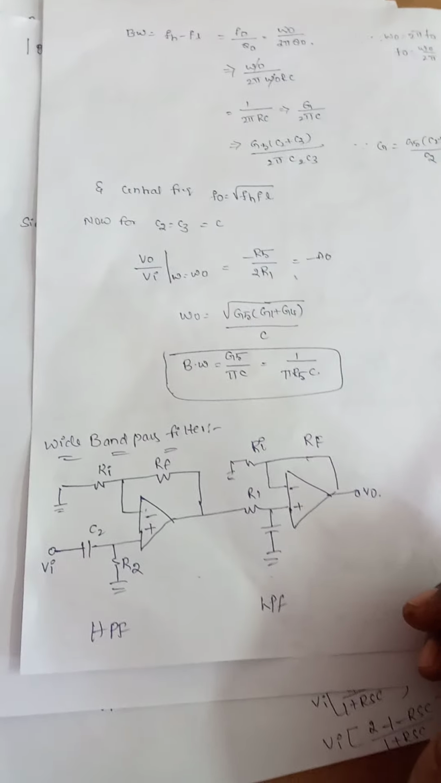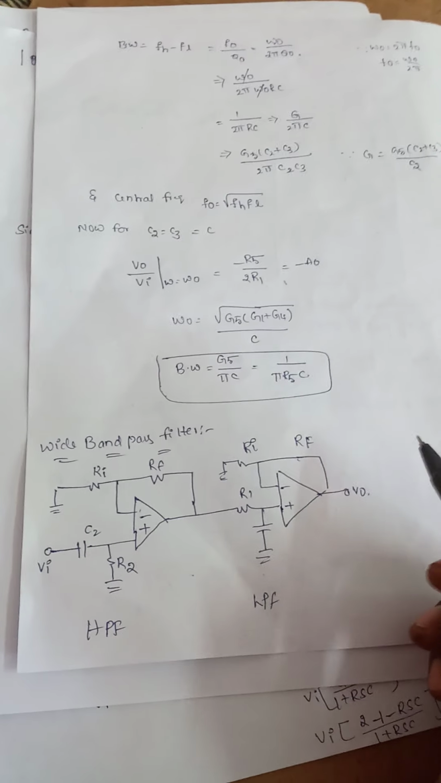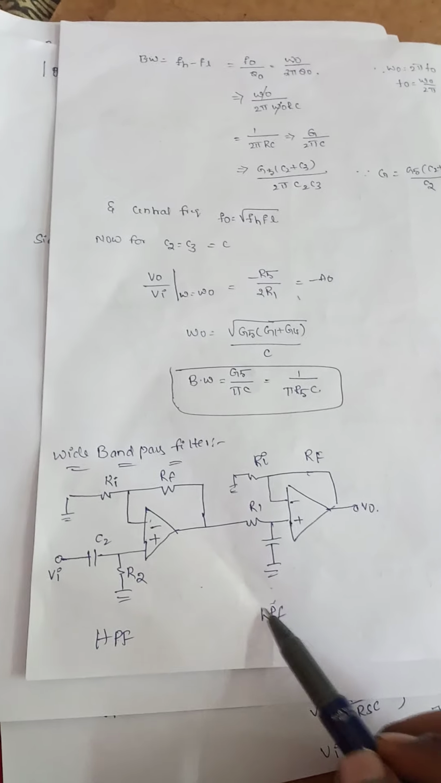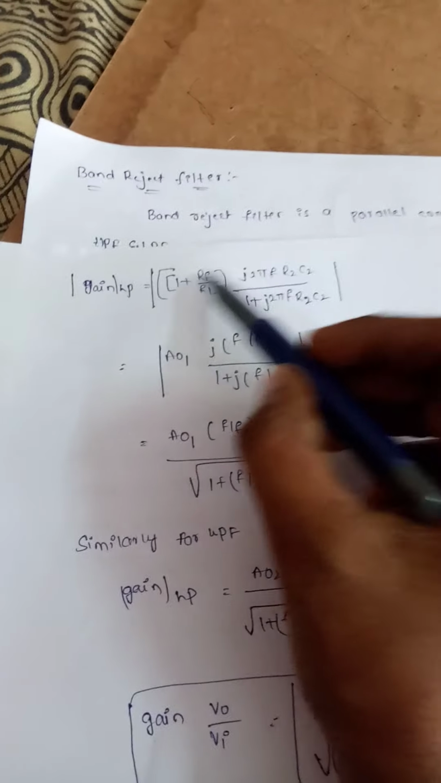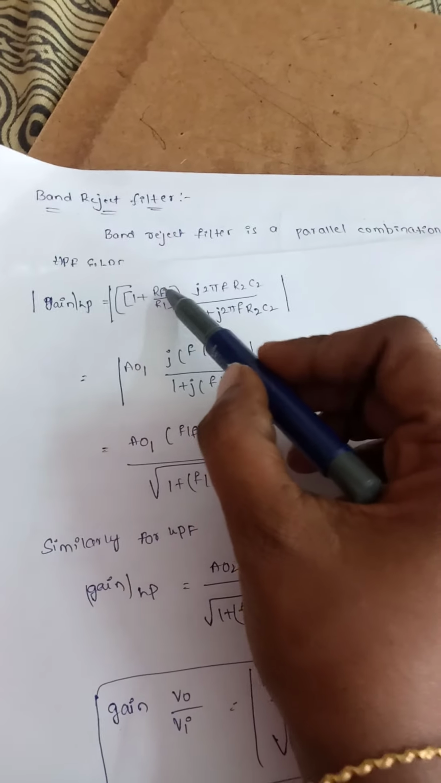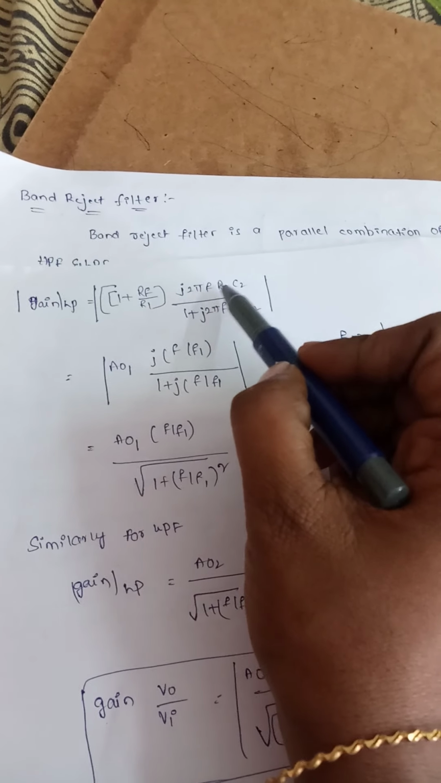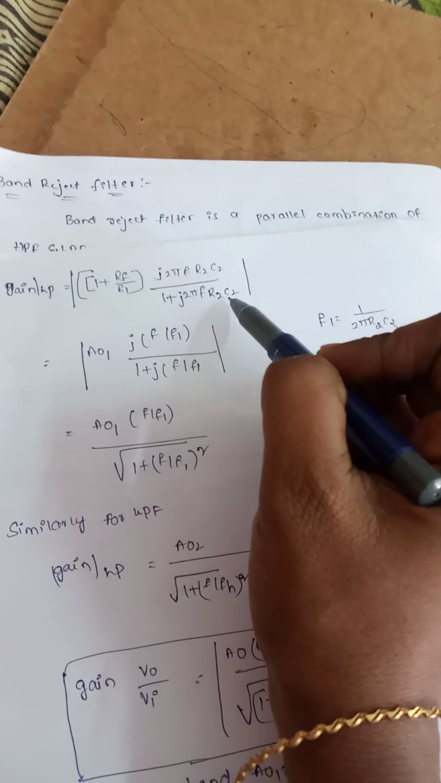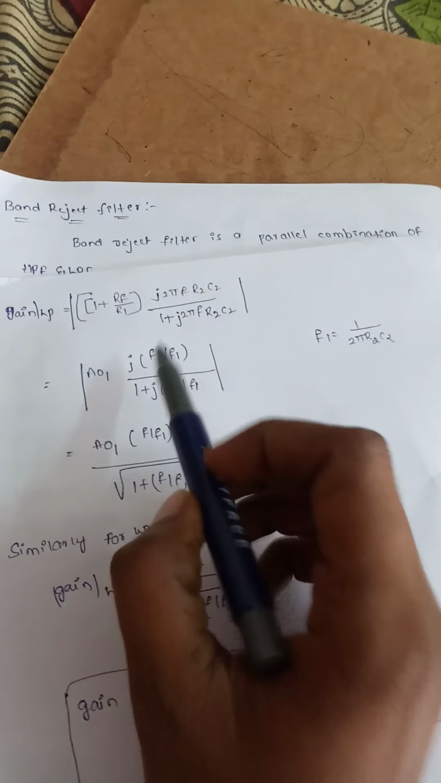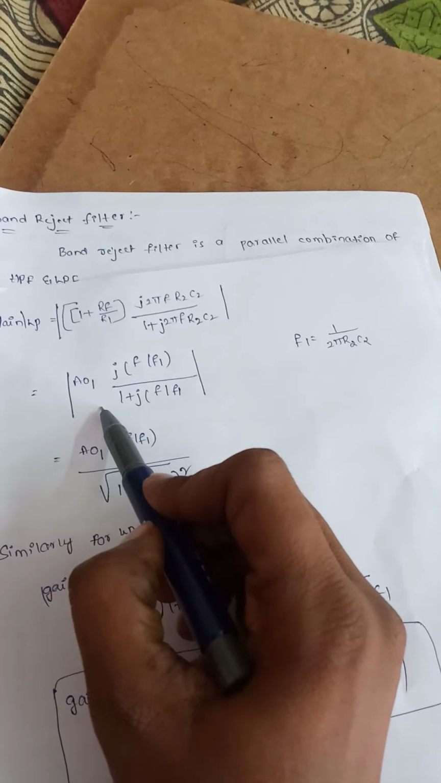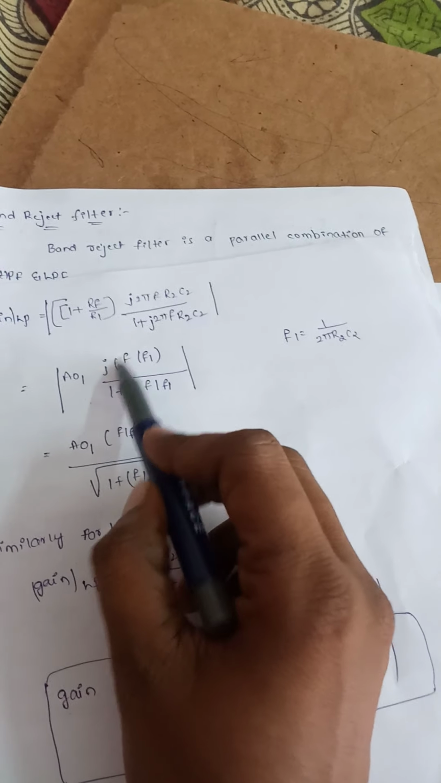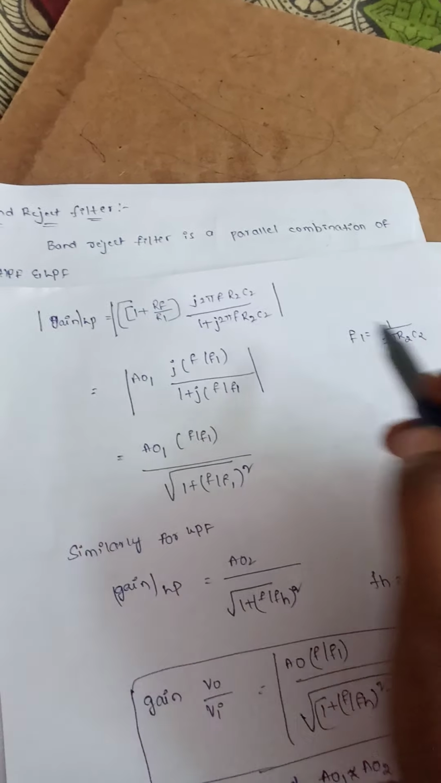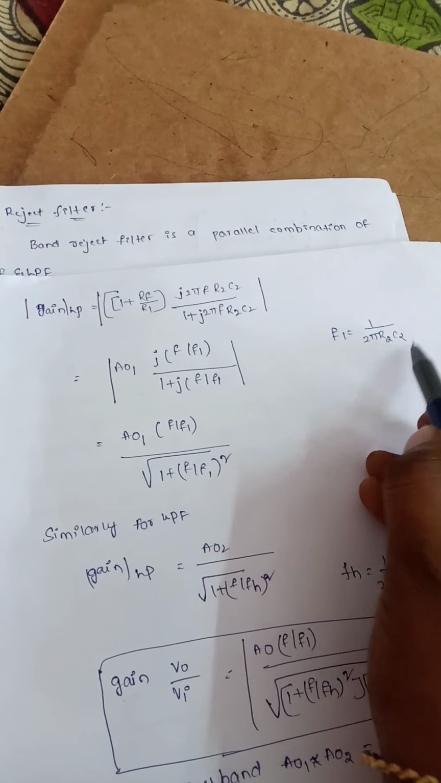Next, wide band pass filter. A wide band pass filter is also the combination of a high pass filter and a low pass filter. Simply, the gain for the low pass filter is equal to 1 plus feedback resistance by R1 into j into 2 pi F R2 C2 by 1 plus j 2 pi F into R2 C2. From that, 1 plus Rf by R1 is equal to A01 into j into F by F1 by 1 plus j into F by F1. Here F1 is equal to 1 by 2 pi R2 into C2.